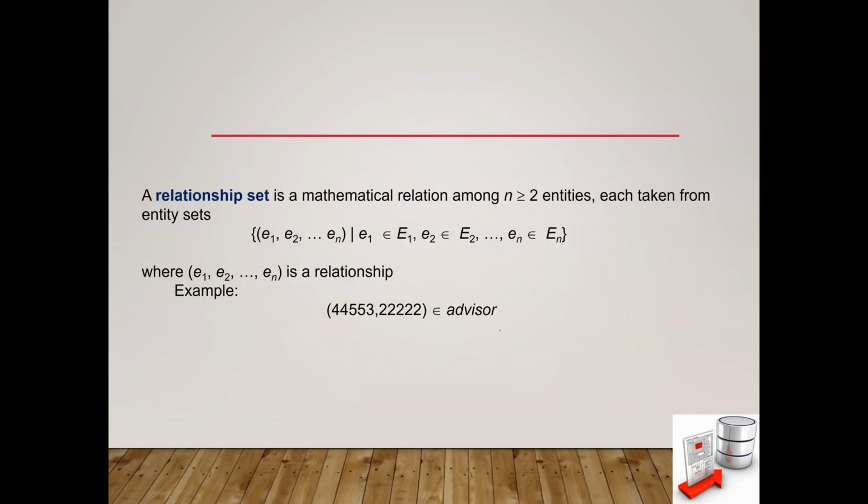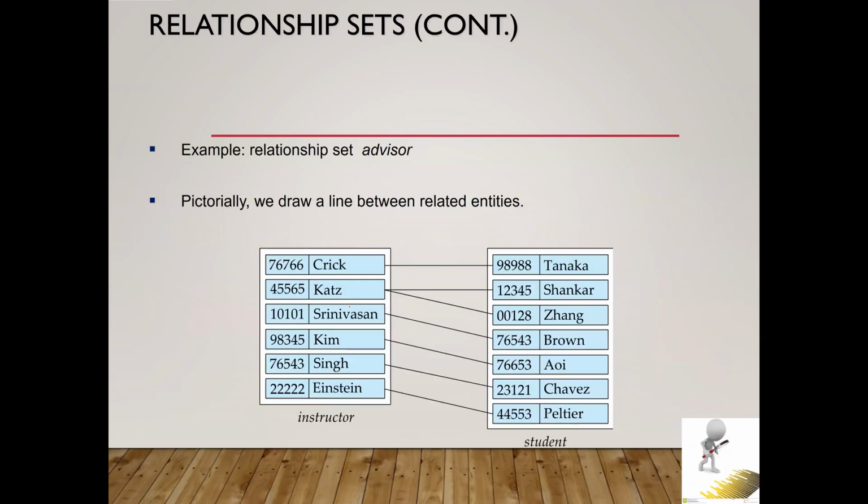Now, if you look mathematically, a relationship is a mathematical relationship between more than two entities. You have one entity, you have two entities, you can have a relationship. You can even have a relationship with more than two entities. All that is possible. Now, let's see how you denote it.